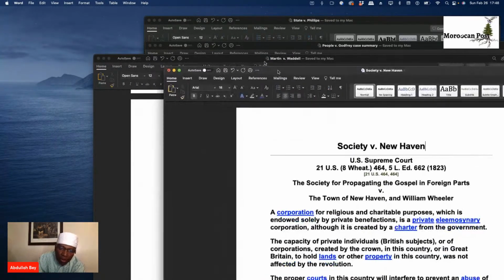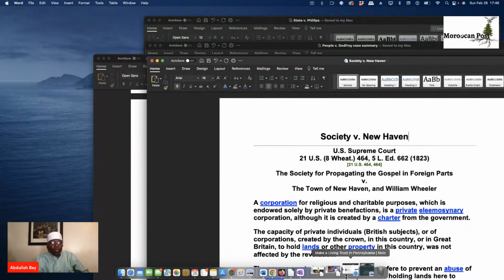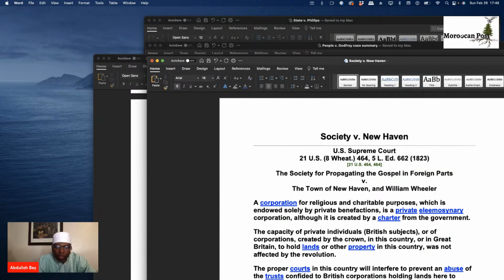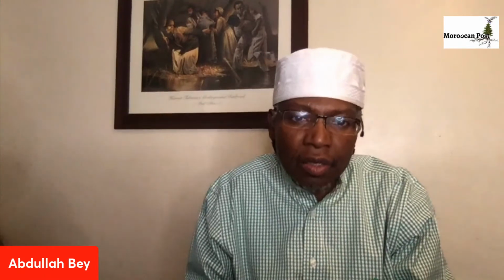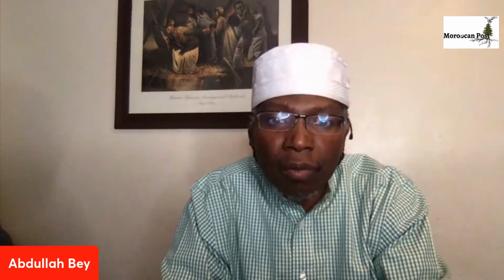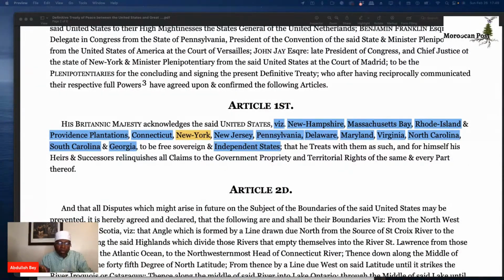Article 1 of the Definitive Peace Treaty between Great Britain and the United States: His Britannic Majesty acknowledges the United States, viz., and each of them are named individually. You need to understand that construction. What does that construction mean legally, to name them individually? Because viz, V-I-Z, Latin, means namely. And that structure is in the Articles of Confederation, where they're retaining their rights as separate, independent, sovereign states. And they retained it in Article 1 of the Definitive Peace Treaty.